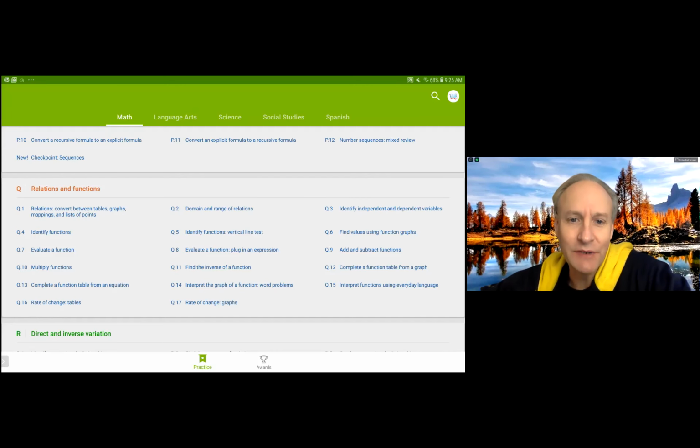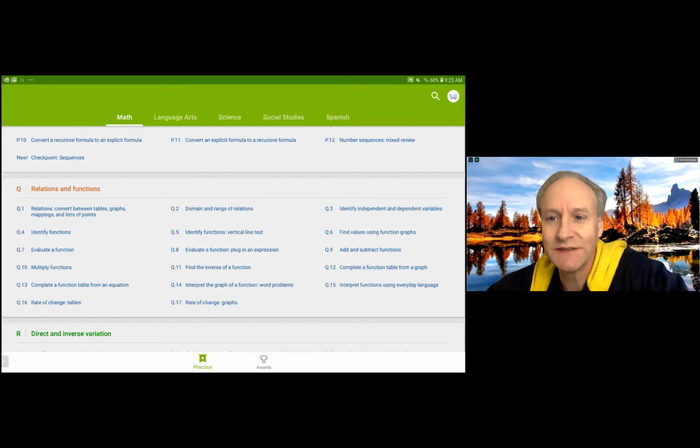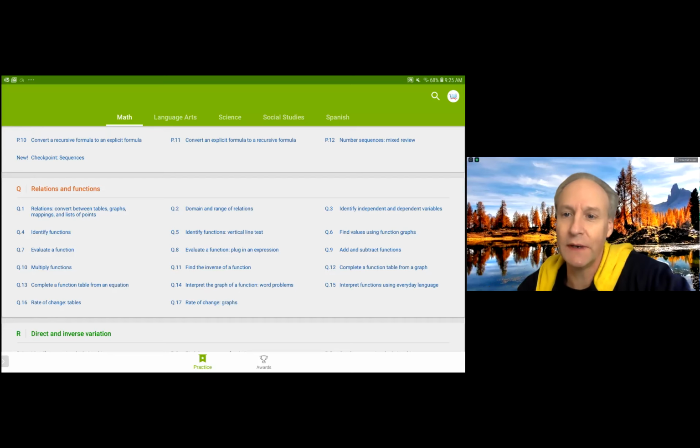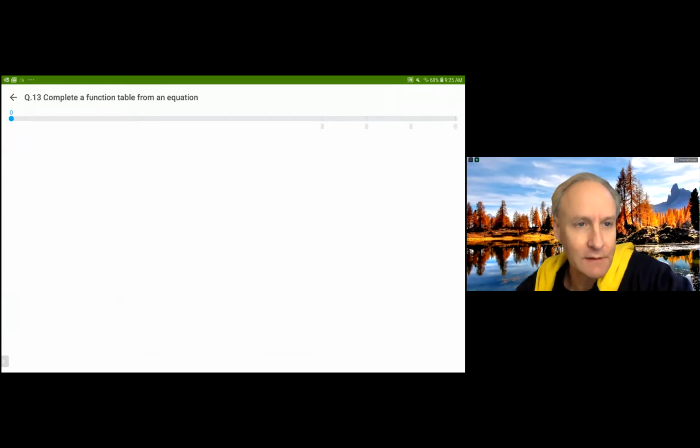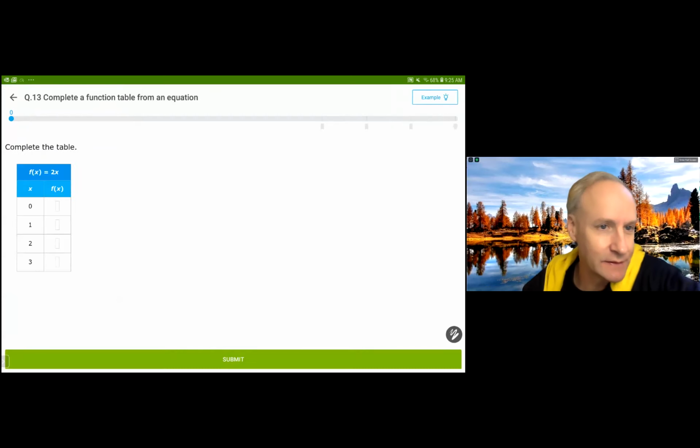Hi, everybody. We're going to be doing Q13, which is to complete a function table from an equation. I didn't preview it, so I suspect that we're going to have different kinds of functions, probably not just linear, probably some other types. And we're going to fill in the values. So here it is, Q13. Let's take a look and see what they got for us.